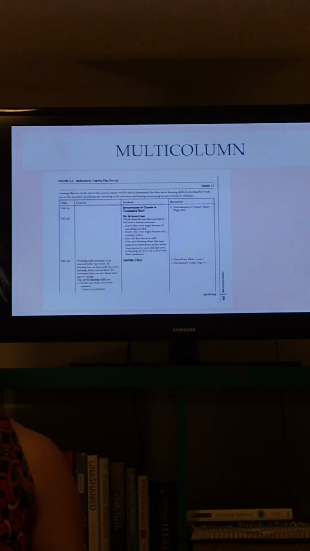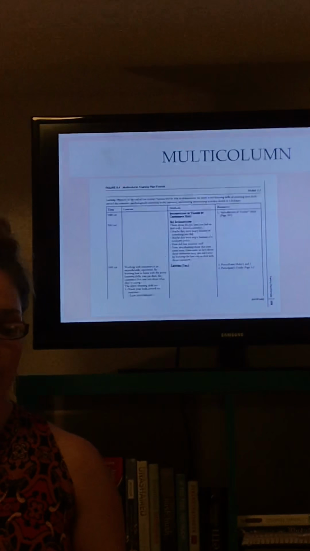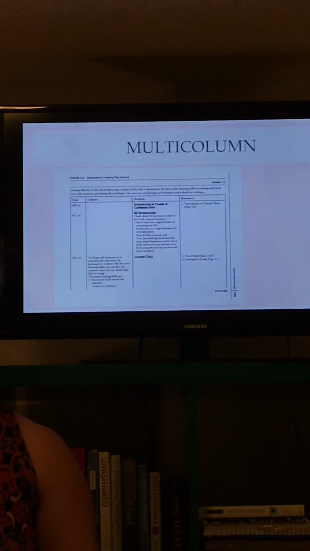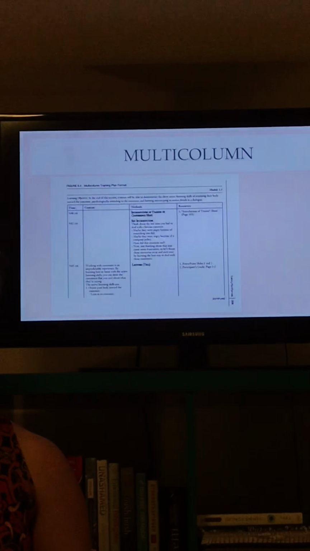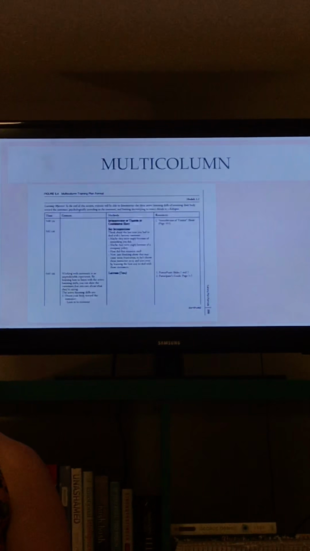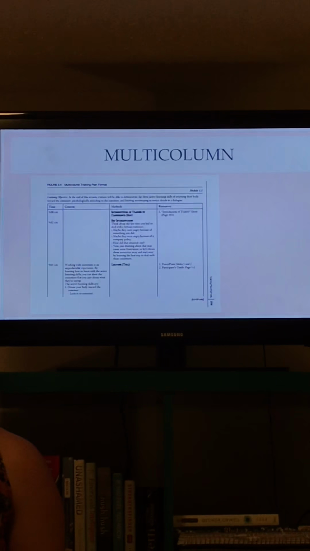And this is an example of a multi-column training program. As you can see, it's way more easy to read than the outline format. You can cross-reference each column, so it tells you when you need to complete phase 1, when you need to complete phase 2, and what materials you're going to need for that.